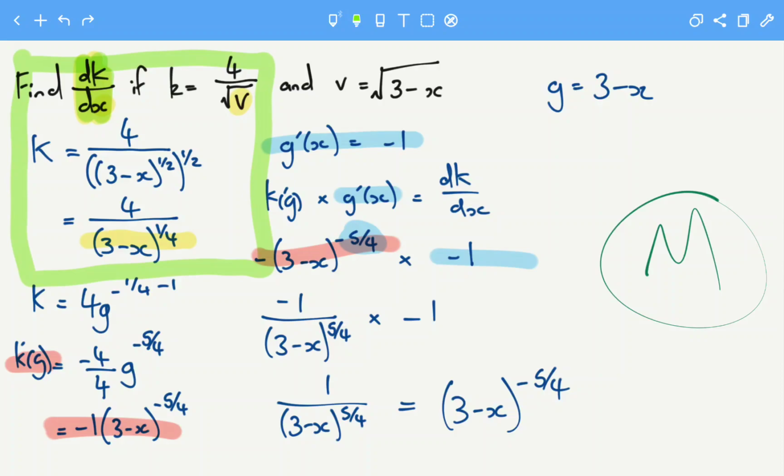But yeah, that is the chain rule or composite functions. And it's a skill that you're going to use right through differentiation, so it's a really good one to practice.